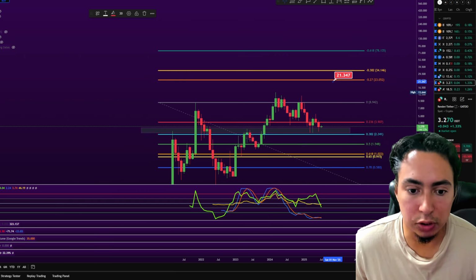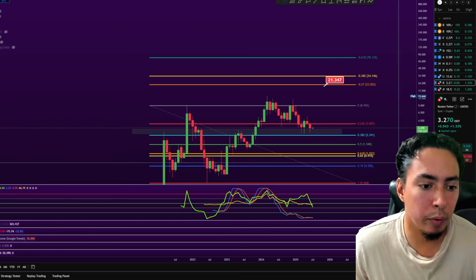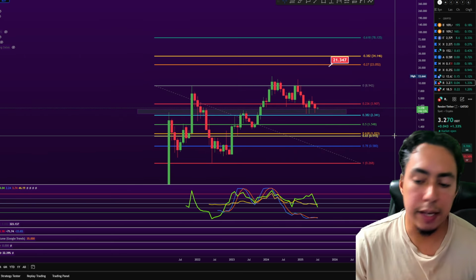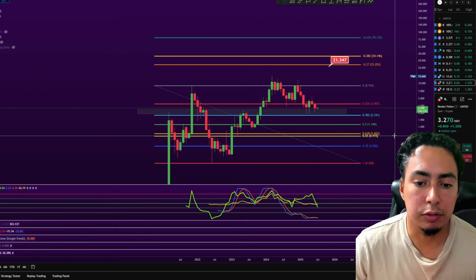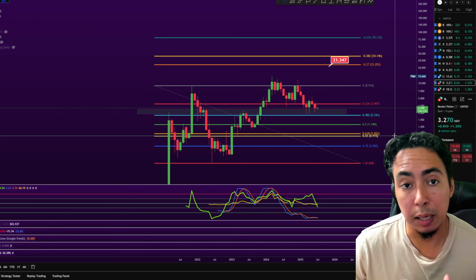So I'm very bullish on this coin, especially once you see the AI coins start to pump and the AI narrative come back in action for the crypto market. Render is going to be one of the top performers, in my opinion.